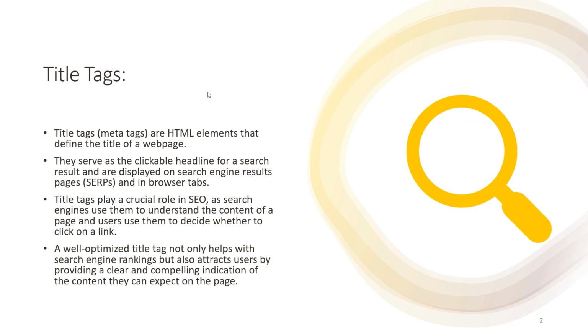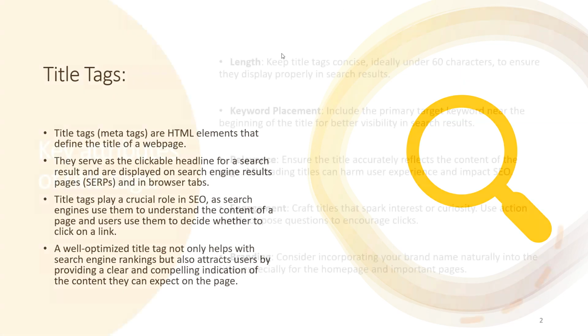Title tags play a crucial role in SEO, as search engines use them to understand the content of a page and users use them to decide whether to click on the link or not. Right? A well optimized title tag not only helps with search engine rankings, but can also attract users by providing a clear and compelling indication of the content you'll expect on the web page, right? So title tags, when working in tandem with meta descriptions, allow a user who's just scrolling through the internet looking for an answer to a question or something to read, something to grab onto and sort of tantalize the taste buds to get them interested in what it is you're doing and what it is you're trying to sell, right?